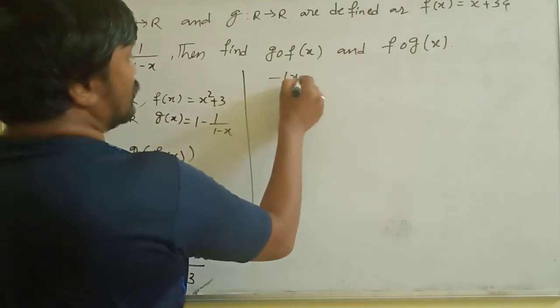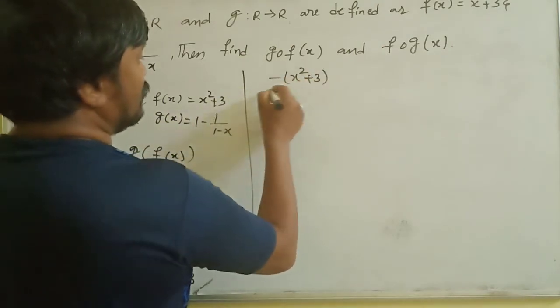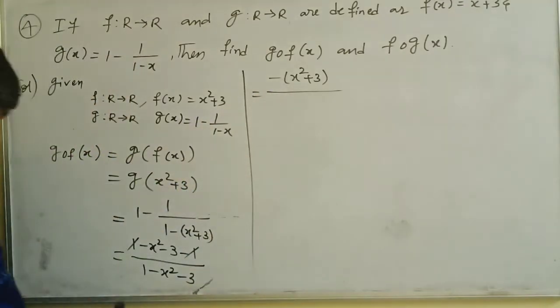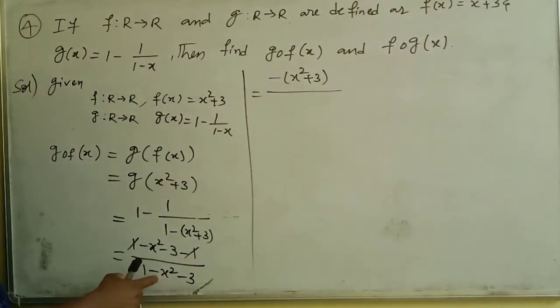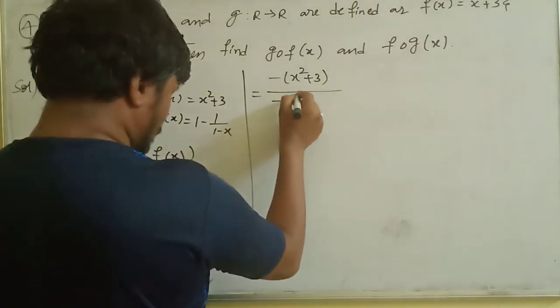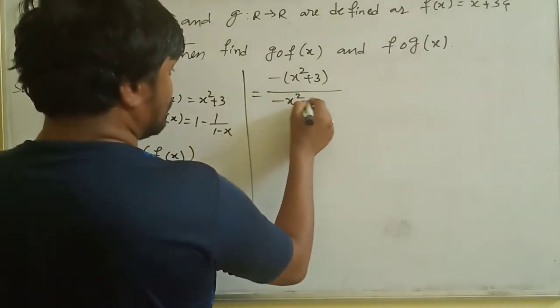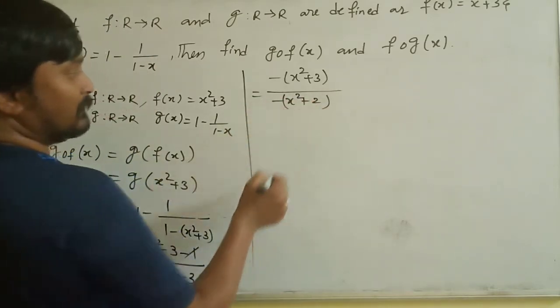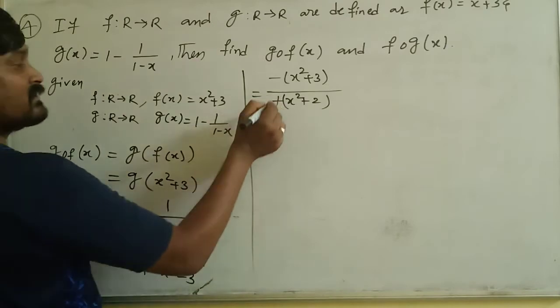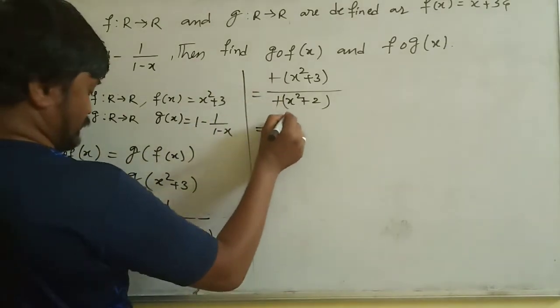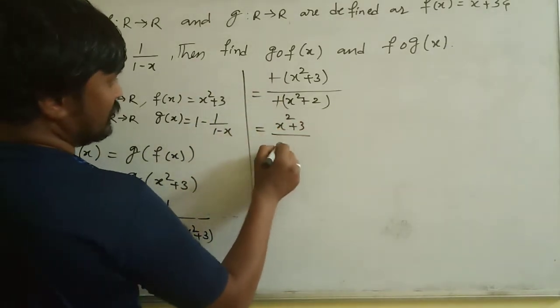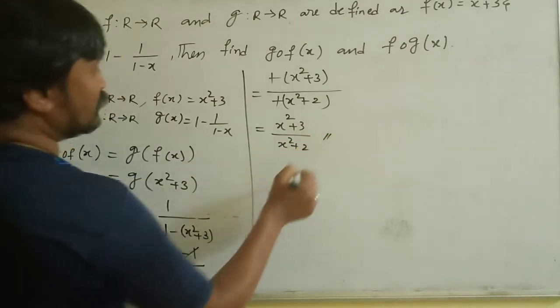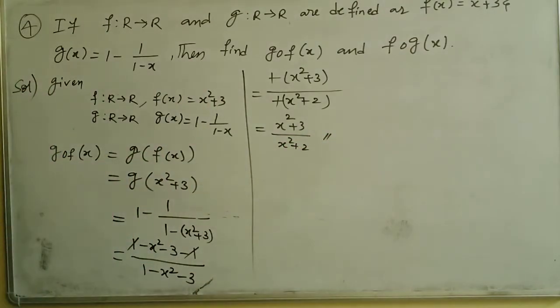Minus common, x square plus 3 upon, so here minus x square minus 3 plus 1 means minus 2. So minus x square minus 2. So now minus common here also, then it becomes as plus. Minus minus cancel, x square plus 3 upon x square plus 2. This is about your first one, that is g circle f of x.